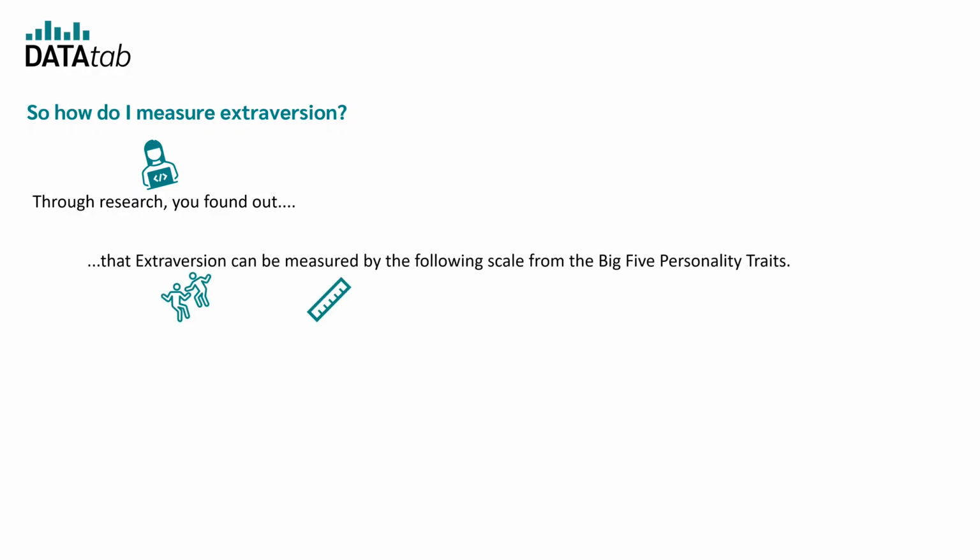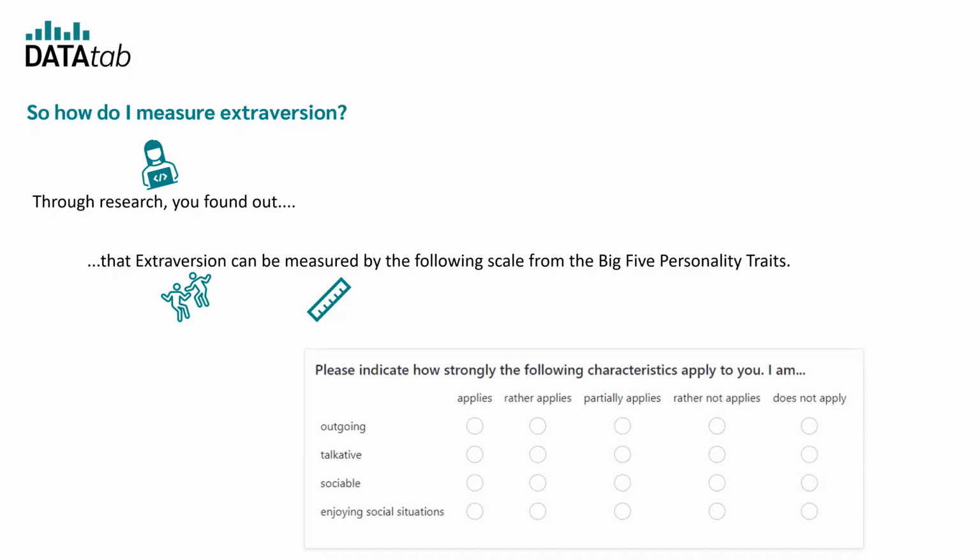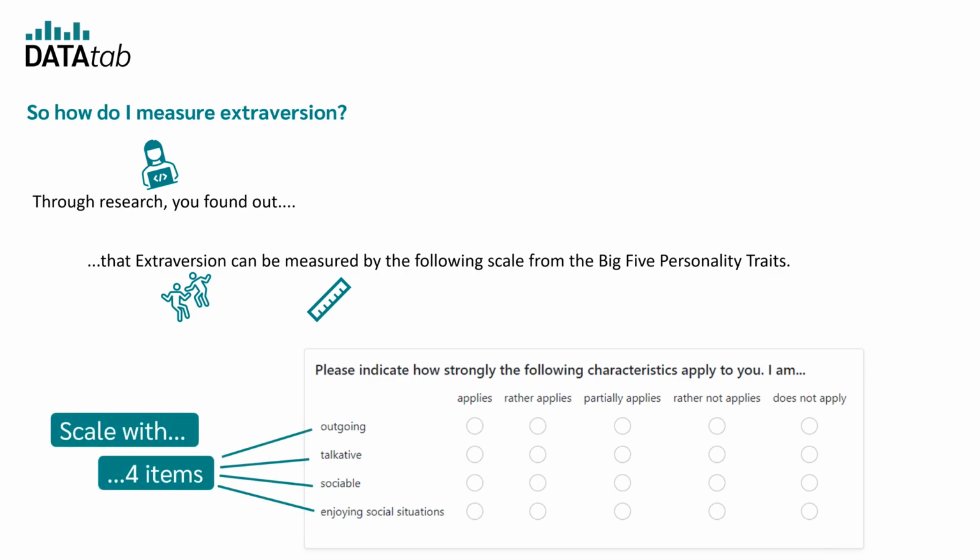Let's say that through research you found out that extroversion can be measured by the following scale from the Big 5 personality traits. Please indicate how strongly the following characteristics apply to you. I am outgoing, talkative, sociable, enjoying social situations. And the answers range from applies to does not apply. So now we have a scale with 4 items.